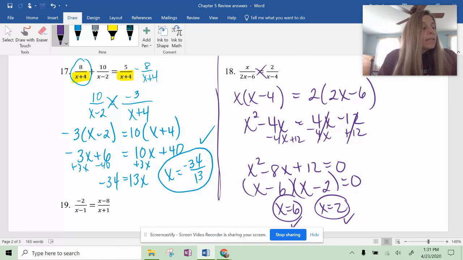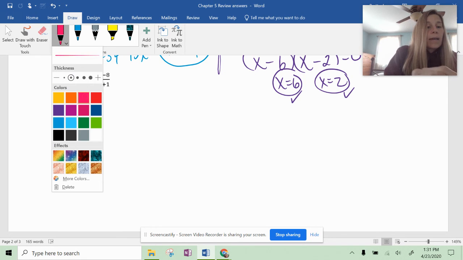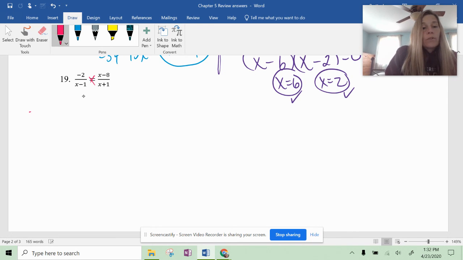So, okay, number 19. I believe that's our last one on this review today. And I'm just going to cross multiply it because we just have two simple fractions. So -2 times x plus 1. On the other side, we have x minus 1 times x minus 8.